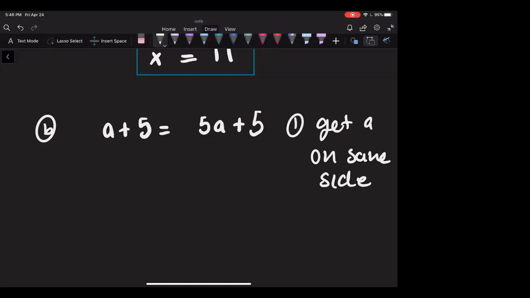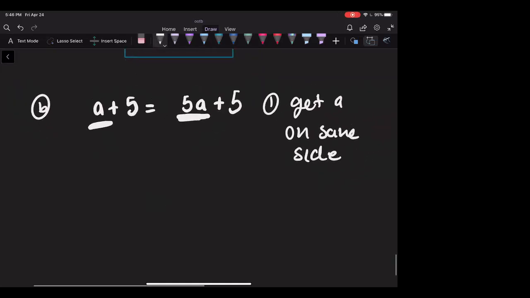So we have two a's, right? 5a and then a over here. One is the answer. No, not the answer to the whole thing. Like right now, it's gonna be 1 after the easier equation. 1 equals the plus 5, because 5 divided by 5 equals 1.